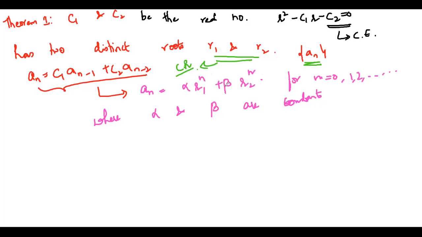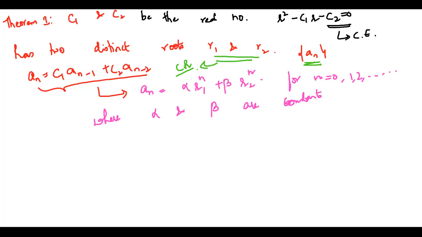In the textbook, we will have alpha 1 and alpha 2. So alpha and beta are anyway constants. So you can take any of the constants. You can even take x, y, z, p, q. It does not matter because these are constants. Now, based on this, let's solve a problem.